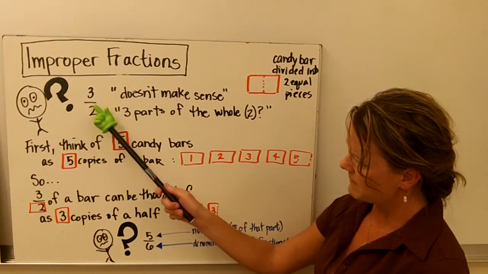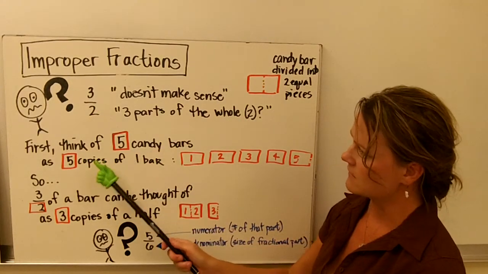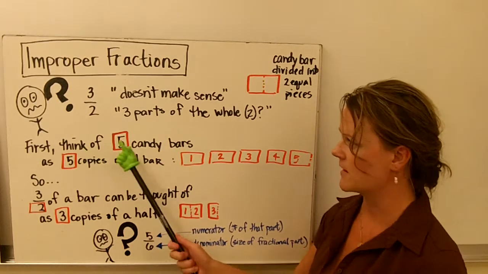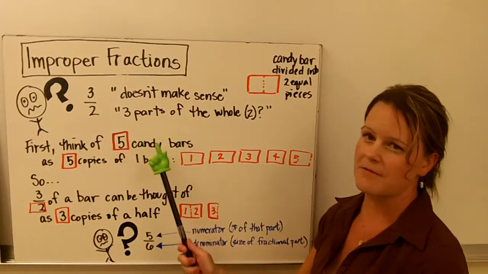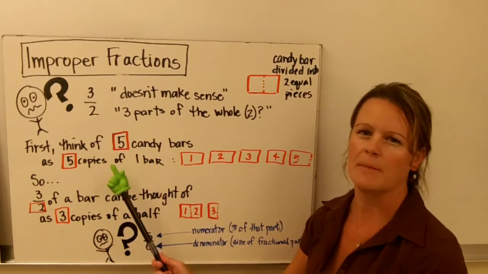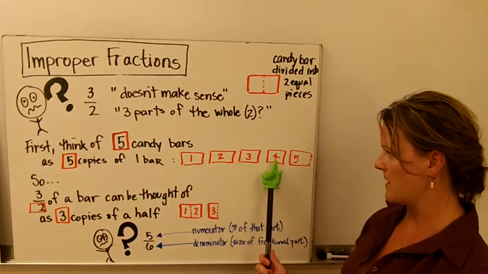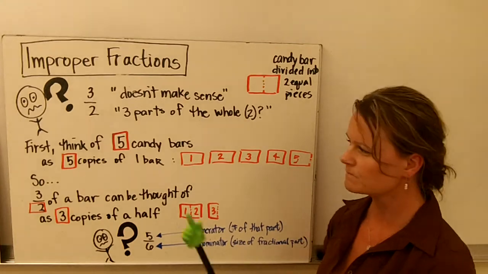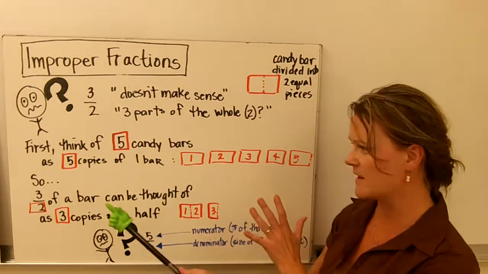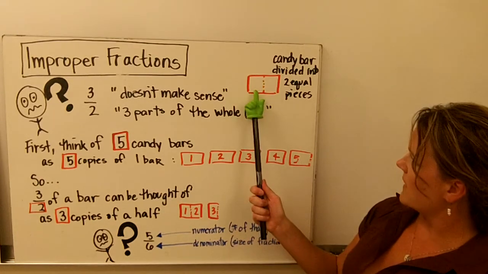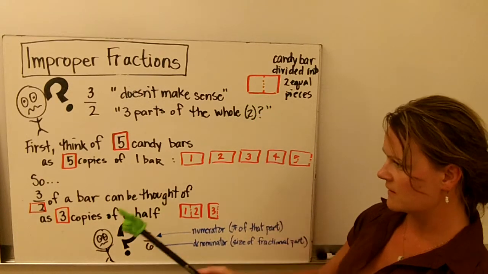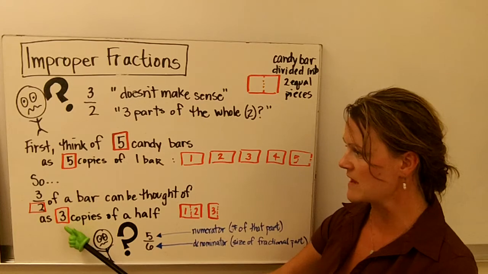And so before we make sense of this, let's make sense of just a whole number here. So think of 5 candy bars. 1, 2, 3, 4, 5. Think of 5 candy bars, though, as having 5 copies of 1 bar. So we have 5 copies of the same candy bar. So now with that same way of thinking, let's think of 3/2 of a bar. So if your candy bar is divided into 2 equal pieces, then we still have to have 3 copies.